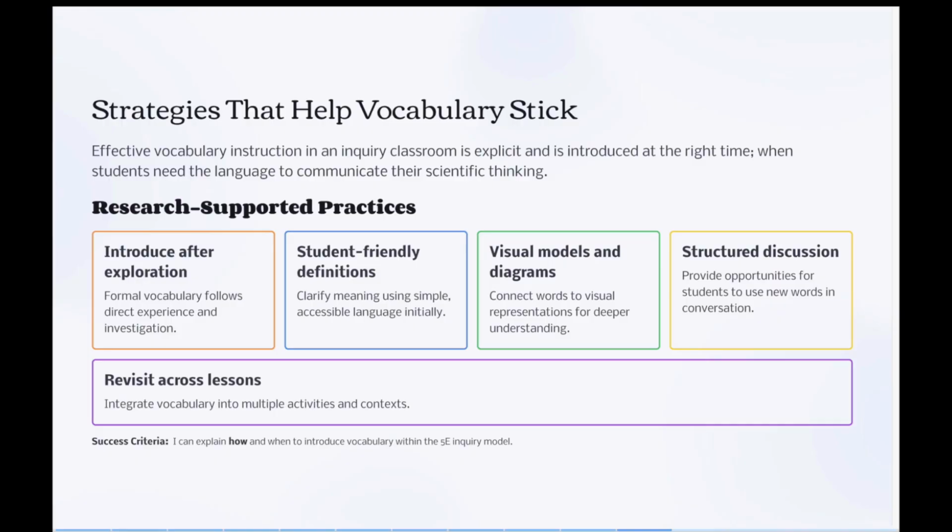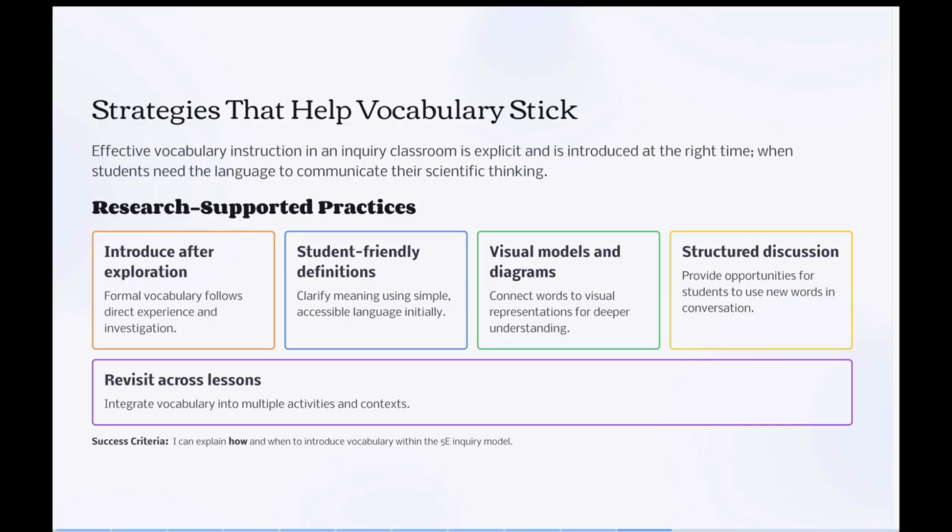You introduce after exploration. Formal vocabulary follows direct experience and investigation. Student-friendly definitions: clarify meaning using simple, accessible language initially. Visual models and diagrams: connect words to visual representations for deeper understanding. Structured discussion: provide opportunities for students to use new words in conversation.